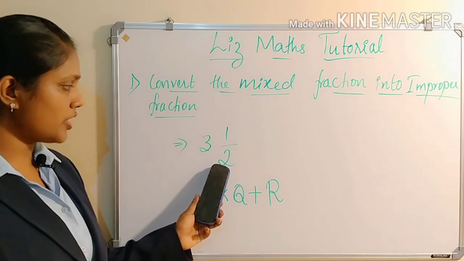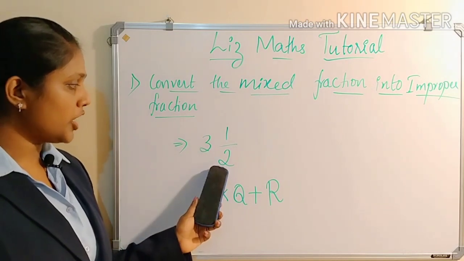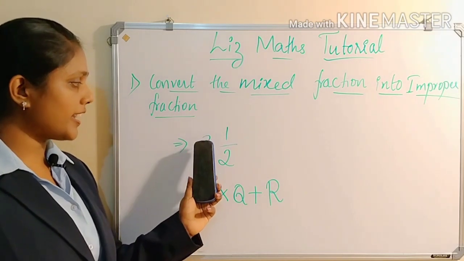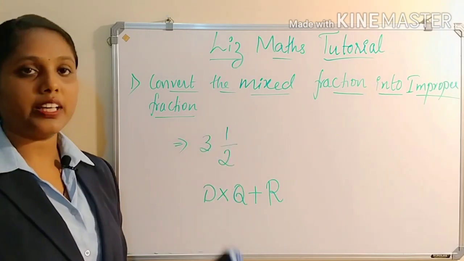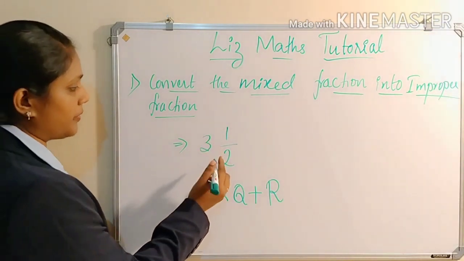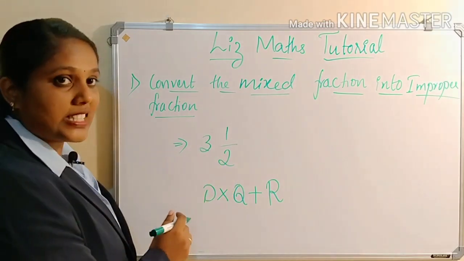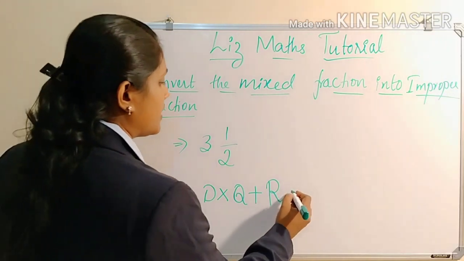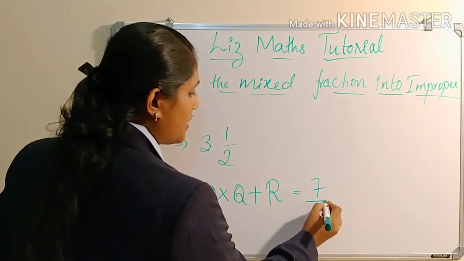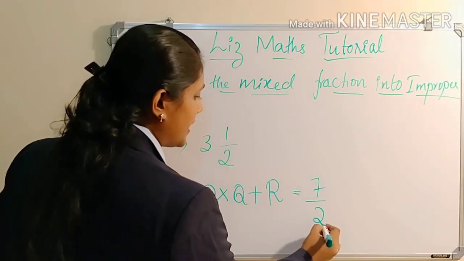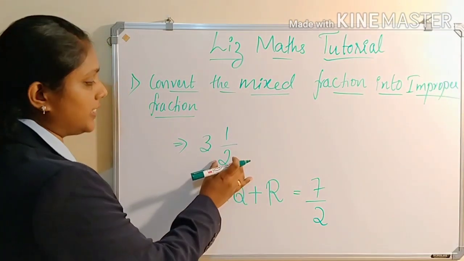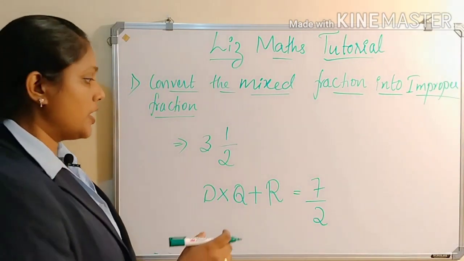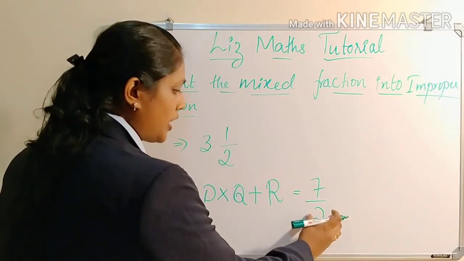So here, first you have to keep in mind: you have to multiply these two, then the answer you get, you have to add to the remainder. So how will it go? 2 3s are 6, plus 1, that gives 7. And what is the denominator? The denominator is nothing but the divisor only. You have to write it, there is no change at all. So what is the divisor? That only you have to write.